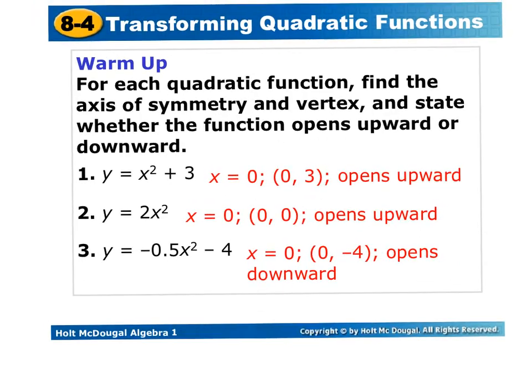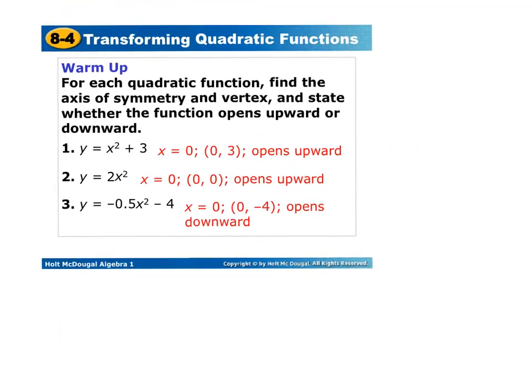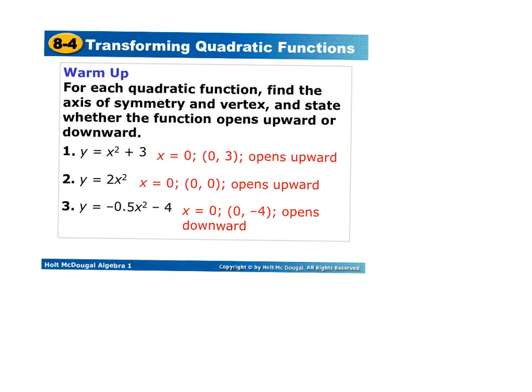So here, they're asking us for each quadratic function, find the axis of symmetry, the vertex, and state whether the function opens upward or downward. This is exactly what we did on yesterday's quiz. Remember, to find the axis of symmetry, you are going to use the formula negative b, or opposite of b, over 2 times a. Remember, it's always an equation. It's always a line of symmetry.